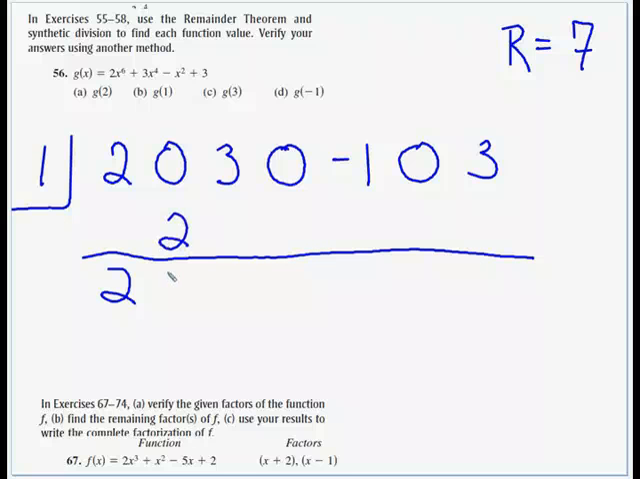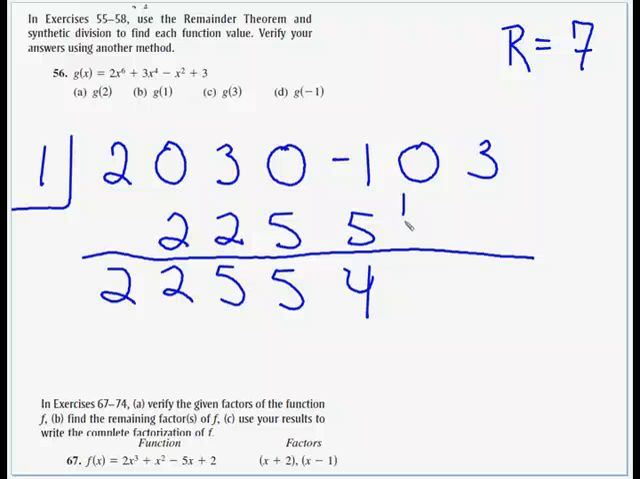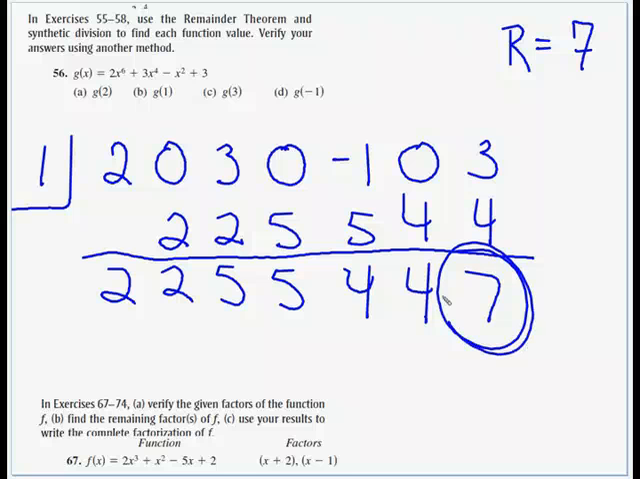Bring down the 2. 1 times 2 is 2, and we add. 1 times 2 is 2, and we add. 1 times 5 is 5. We add. 1 times 5 is 5, and we add and get a 4. 1 times 4 is 4. We add that and get a 4. 1 times 4 is 4, and we add that and get a 7 as our remainder. There it is.